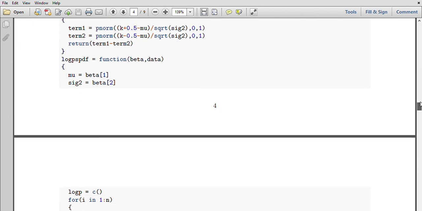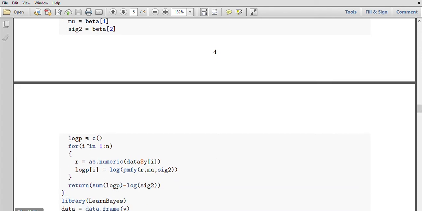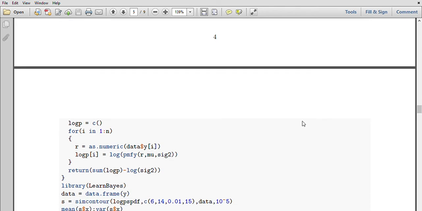Now how do we proceed? Suppose we are going to compute the logarithm of the posterior distribution. Let us store it in log p. So log p, we have initialized the vector. Now what we are doing is, for every i we have 5 values in the data, y1, y2, y3, y4, y5. So for every i we are going to compute the logarithm of the PMF of y, like this.